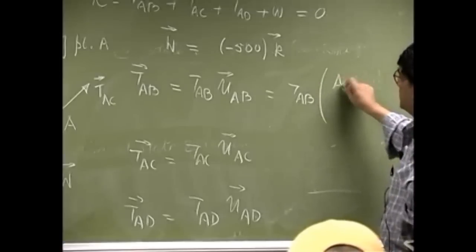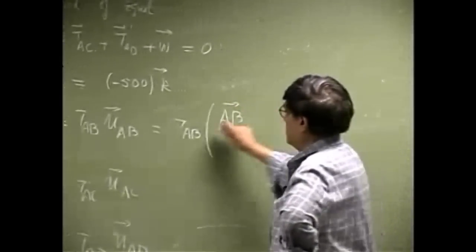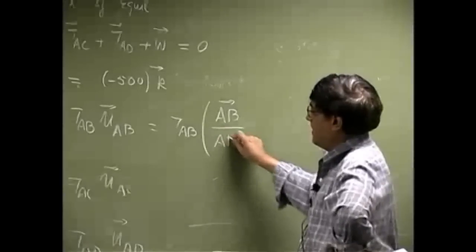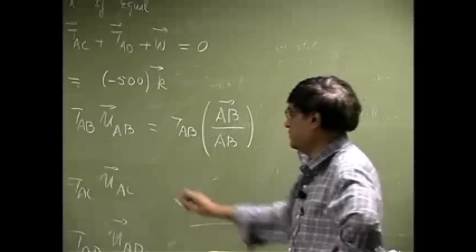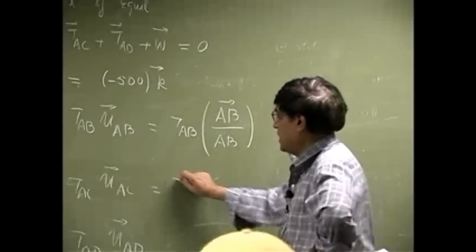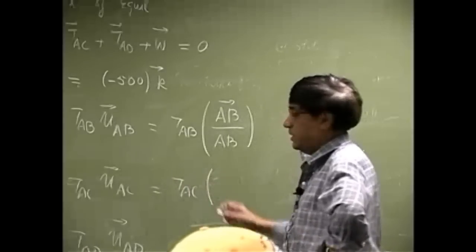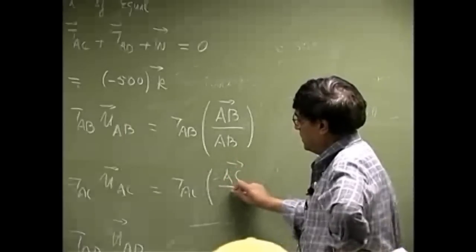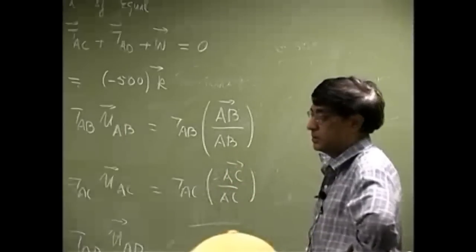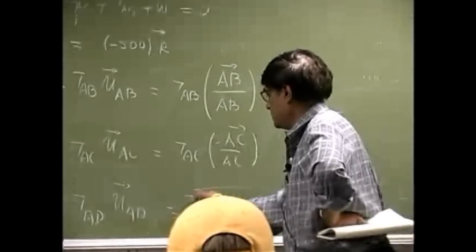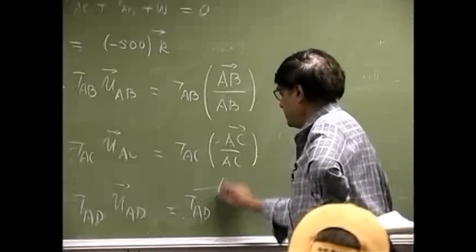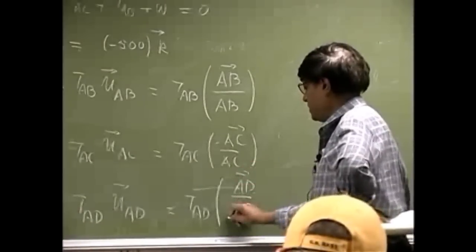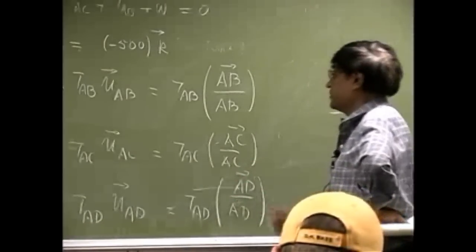Then take the position vector from point A to B, and you divide it by its length. Same thing is going to happen here. You'll have PAC, and you get AC divided by its length. Same thing with the third one. You have PAD, and then you take the vector going from A to D, you divide it by its length.